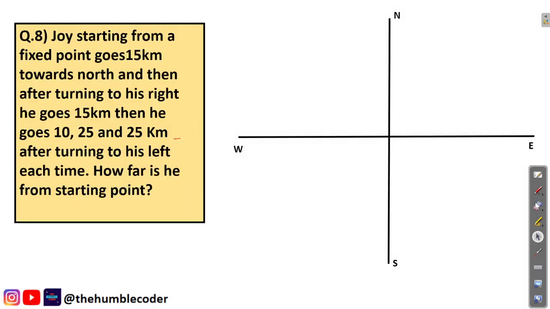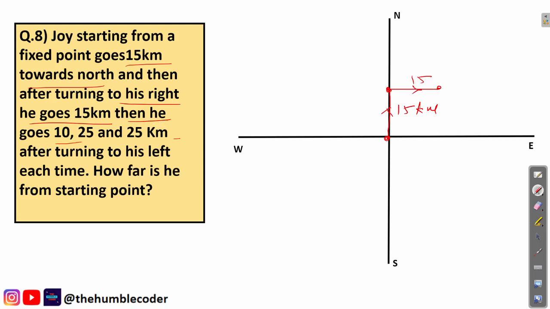Let's move ahead with our next question. Joy, starting from a fixed point, goes 15 kilometers towards north. So this is the fixed point and he goes 15 kilometers towards the north. And then after turning to his right, he goes 15 kilometers. So in the right direction, 15 kilometers again. So this is the right, 15 kilometers. Right now we are at this position.